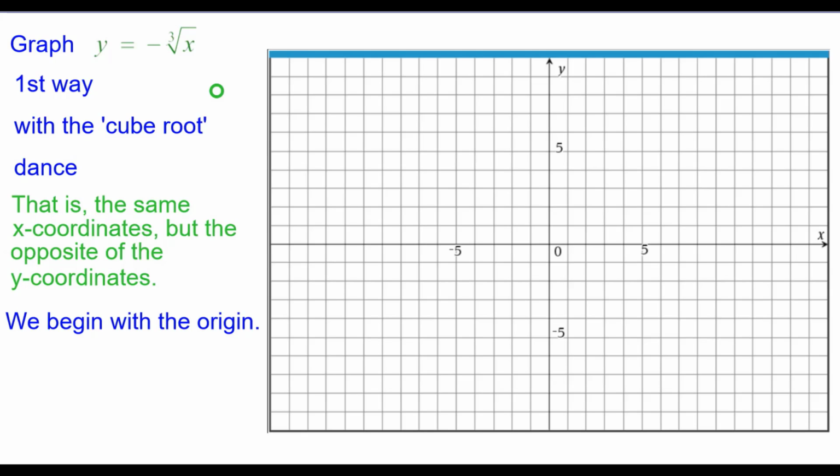We'll begin with the origin, because the opposite of the cube root of 0 is 0, so the origin is on the graph. Instead of going right 1 up 1, we're going right 1 down 1, because the opposite of the cube root of 1 is negative 1. And the opposite of the cube root of 8 is negative 2, so we'll go right 8 and down 2.